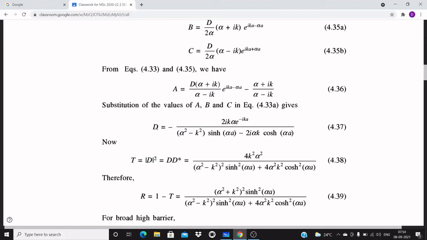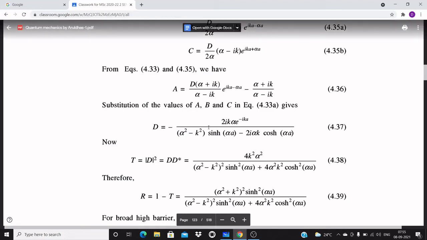Or in another way, we can find one of the coefficients, either transmission or reflection, and subtract it from unity, because we know that reflection R plus T is equal to 1. The total probability will be 1. So here what we have done is, D represents the transmission probability amplitude, and we find D first and then take R from T as 1 minus T. Okay, so let us analyze it.